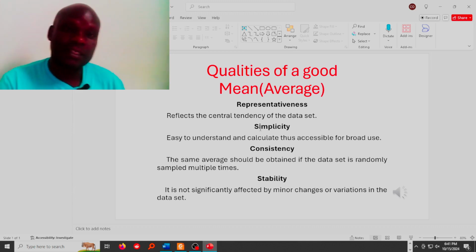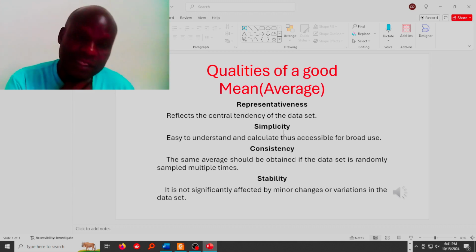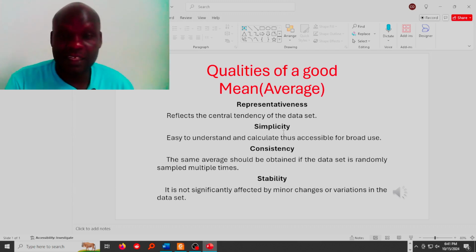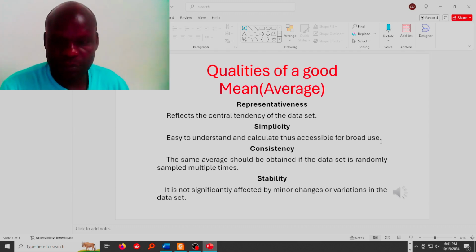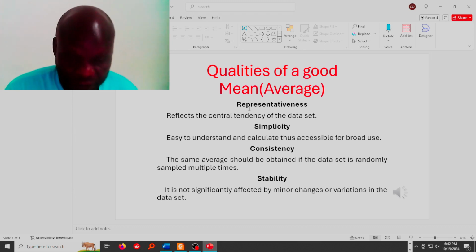Second, it is simple. That is simplicity. It is easy to understand and calculate, thus accessible for broad use. You simply add the values and then divide by the size. Consistency. The same average should be obtained if the data set is randomly sampled multiple times. Like I explained in representativeness, we always talk about confidence interval of 95%.